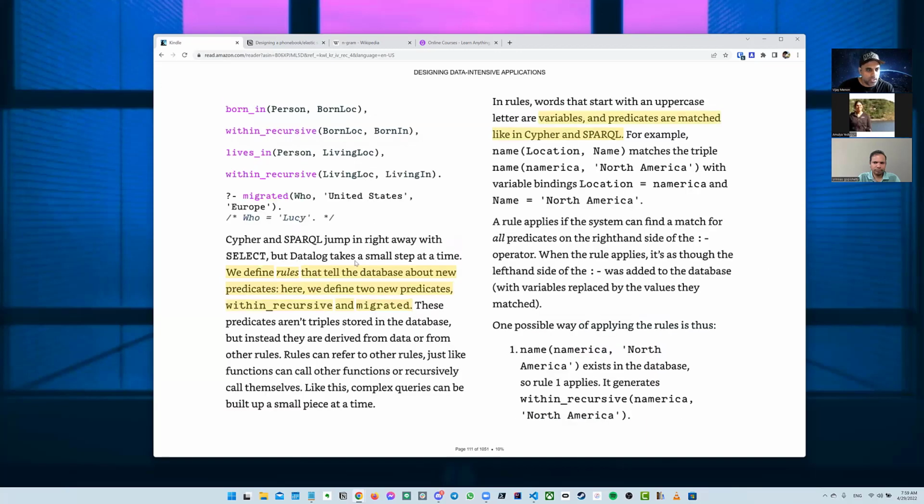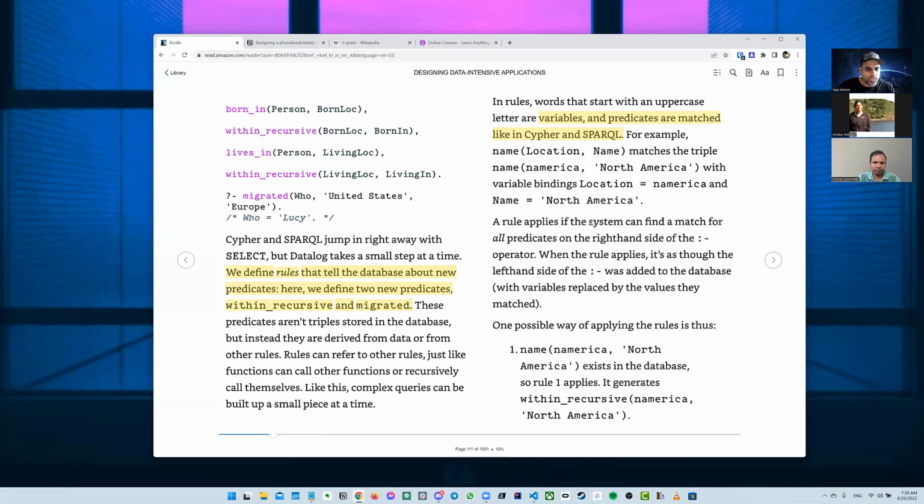So it says that DataLog defines rules that tell the database about new predicates, within recursive and migrated. These predicates aren't triples stored in the database, but they're derived from other data rules. So these complex queries can be built up at a time, right? You can see that these are getting built up at a time. For example, name location matches triple name North America, with variable bindings location equals North America and name equals North America.